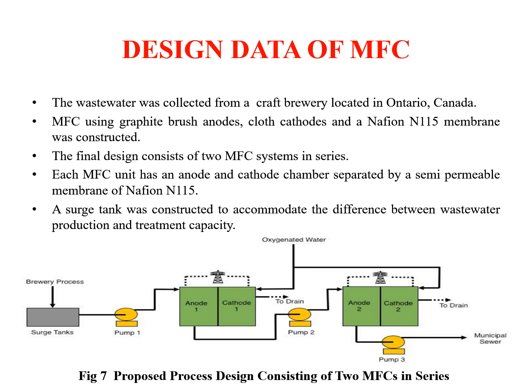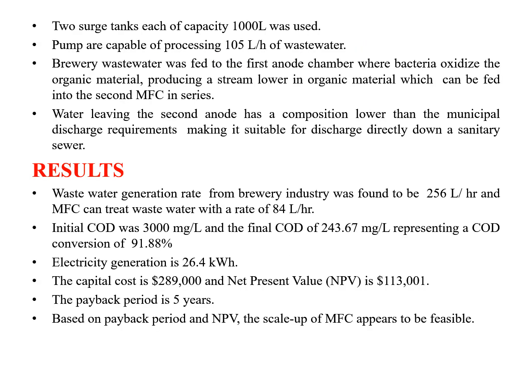The MFC, using graphite brush anodes, cloth cathodes, and a Nafion N115 membrane, was constructed. The final design consists of two MFC systems in series. Each MFC unit has an anode and cathode chamber separated by a semi-permeable membrane of Nafion N115. A surge tank was constructed to accommodate the difference between wastewater production and treatment capacity. Two such tanks, each of capacity 1000 liters, were used.